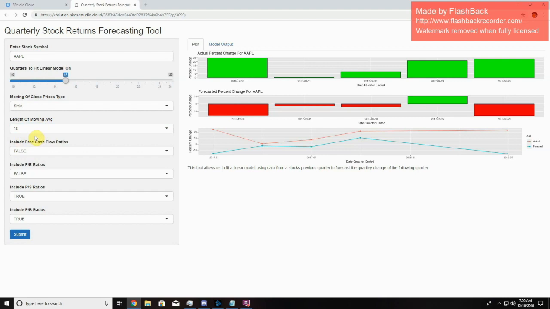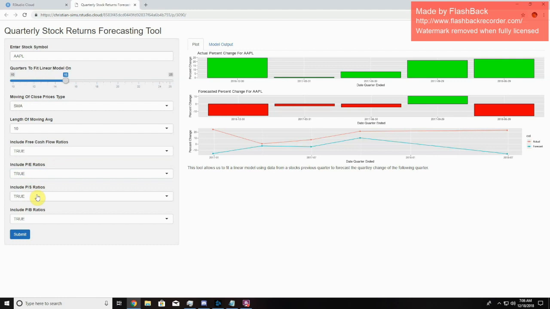After that, the user can decide whether or not they would want to include specific ratios. The free cash flow ratio is a measure of how well a company can pay off its current liabilities with the cash flow generated from core business operations. The PE ratio measures the relationship between a company's stock price and its earnings per share of stock issued. The PE ratio is calculated by dividing a company's current stock price by its earnings per share. Generally speaking, a high PE ratio indicates that investors expect higher earnings.